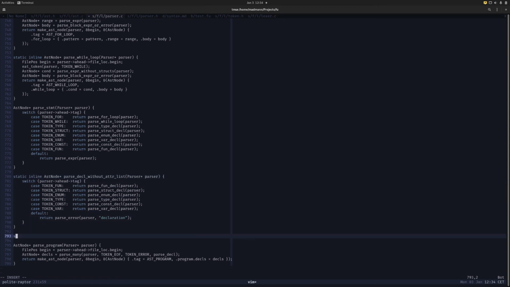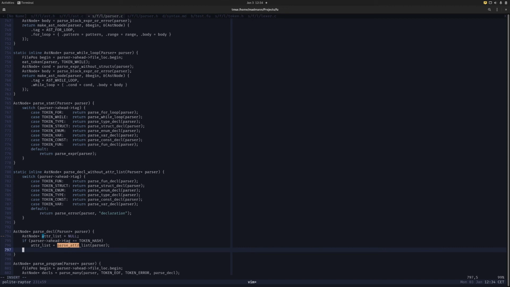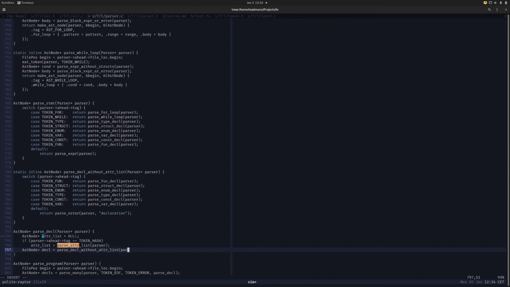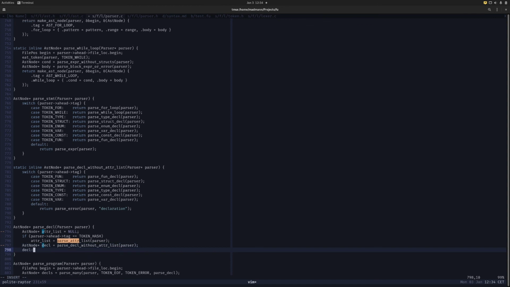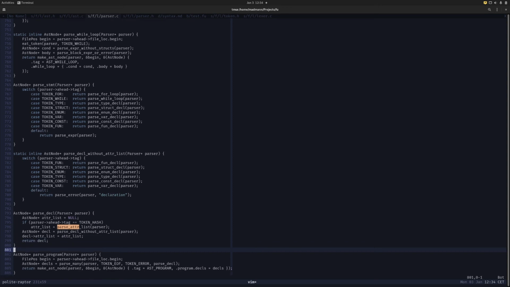And I can say AST node parse decl parser. Instead of changing the code, I can just wrap this in another function essentially. And here I parse the declaration: parse decl without attribute list, parser. And then I can say decl attribute list is equal to attribute list and return decl. That's really practical because now I didn't change much. It's pretty much the same and it should work.